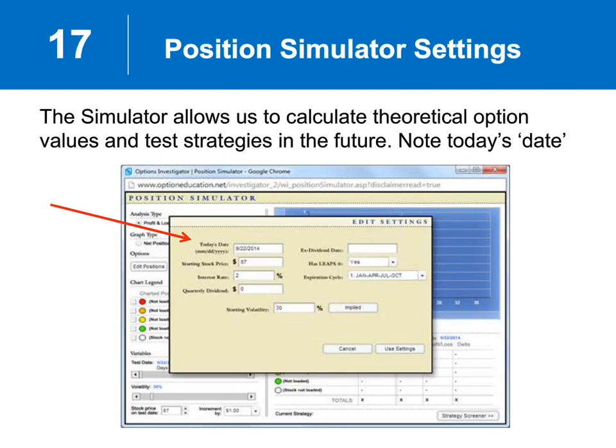The position simulator, which is one of the wonderful trading tools available on optionseducation.org, allows us to calculate theoretical option values and test strategies in the future and also in the past. I'd like to point out that in this screenshot of the simulator, we have a trade date of September 22nd.